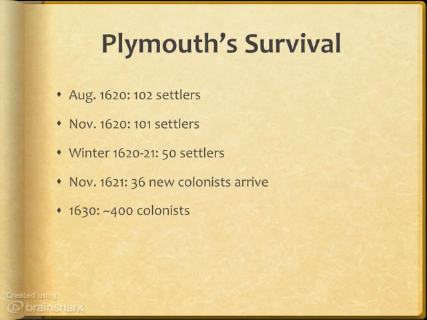In November of 1621, 36 new colonists arrived. However, the colony continued to struggle. By 1630, the colony had a population of about 400 residents. Plymouth, though never as much of a death trap as Virginia, never really thrived either. The same cannot be said for another Puritan colony settled just to the north.